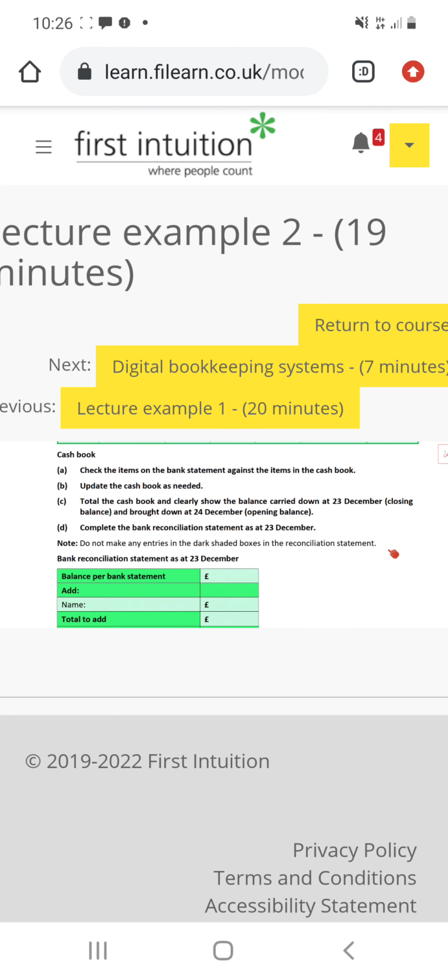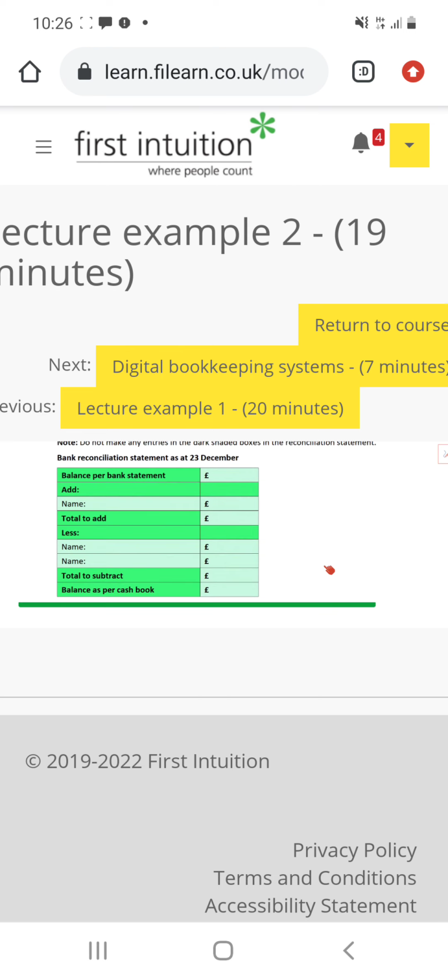What are we going to do? Check the items on the bank statement against the cash book, update the cash book as needed, total the cash book and show the balance carried down and then brought down, and complete the reconciliation statement. The reconciliation statement is below to complete. So that's what we've got to do.